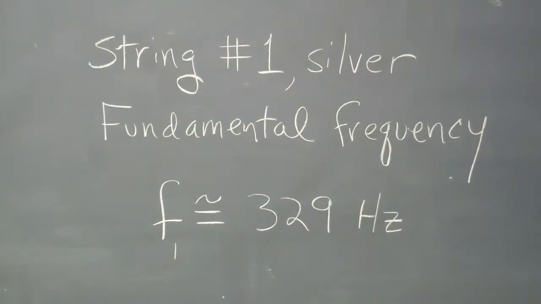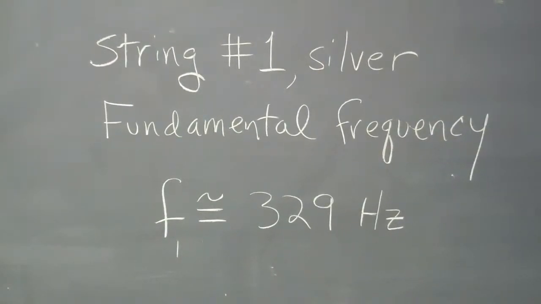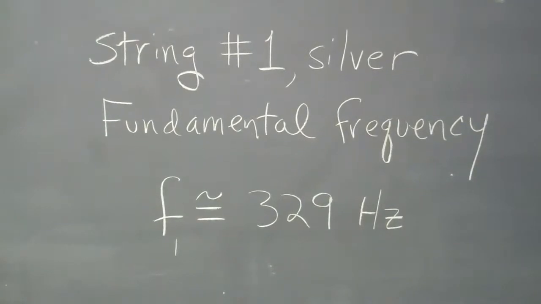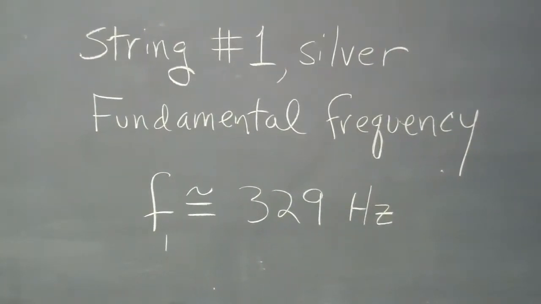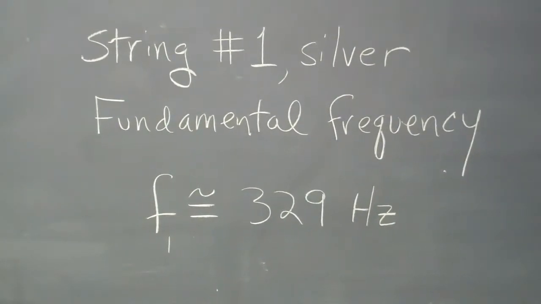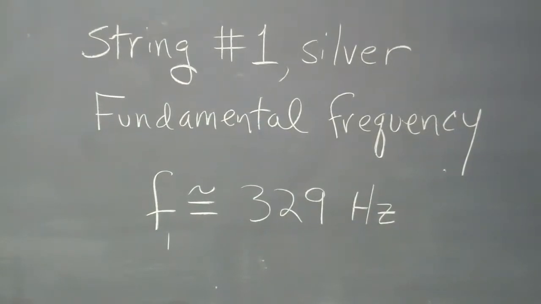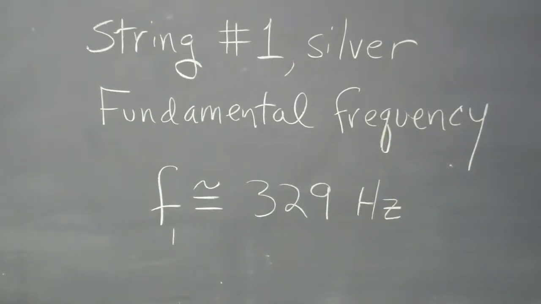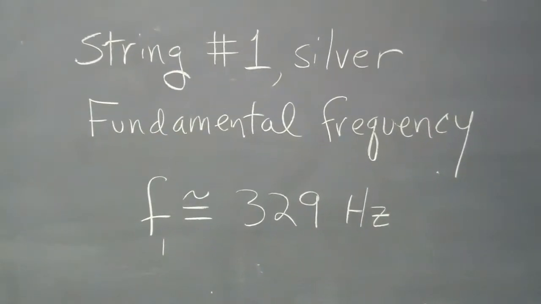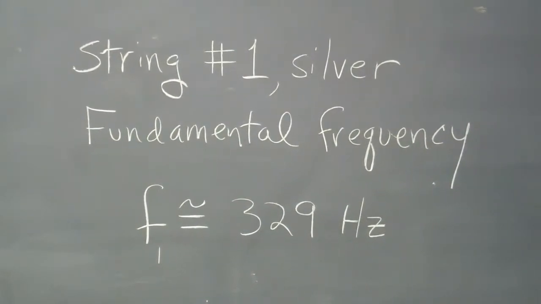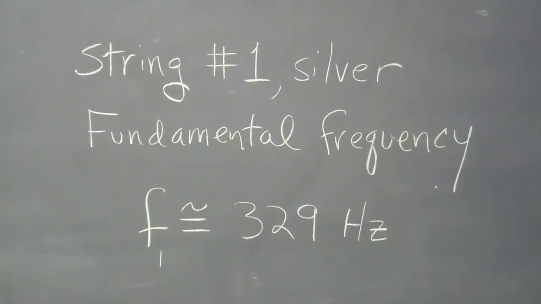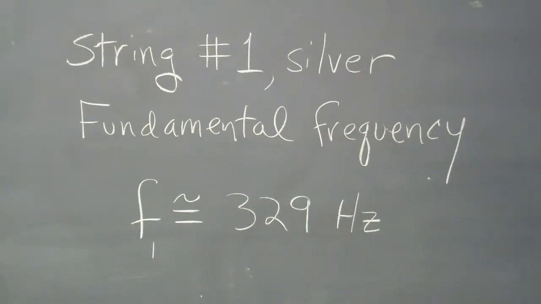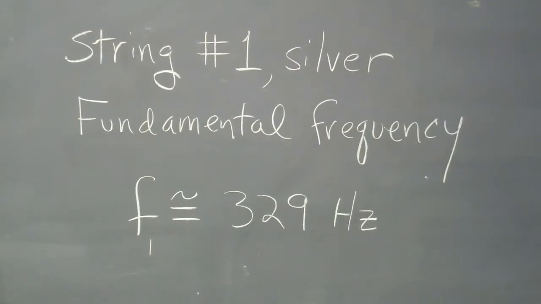Now your calculation might be different than that slightly because your measured mass and your measured length might be slightly different from what I got. So don't panic if you don't have exactly 329 hertz. You might be a little more than that, you might be a little bit less than that. But just check that first, because if you're making a mistake on your calculation with the first one, then you might be repeating the same mistake with all the other ones. Okay.